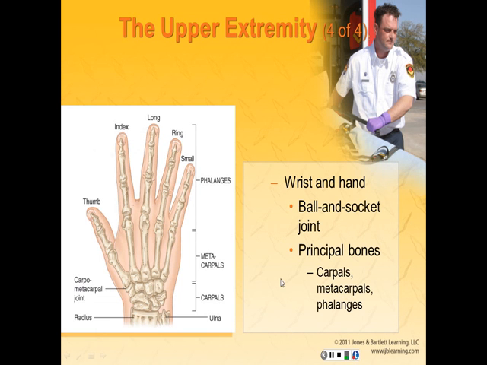The wrist and the hand is a ball and socket type joint, and the principal bones are the carpals, the metacarpals, and the phalanges. Metatarsals are the foot bones.